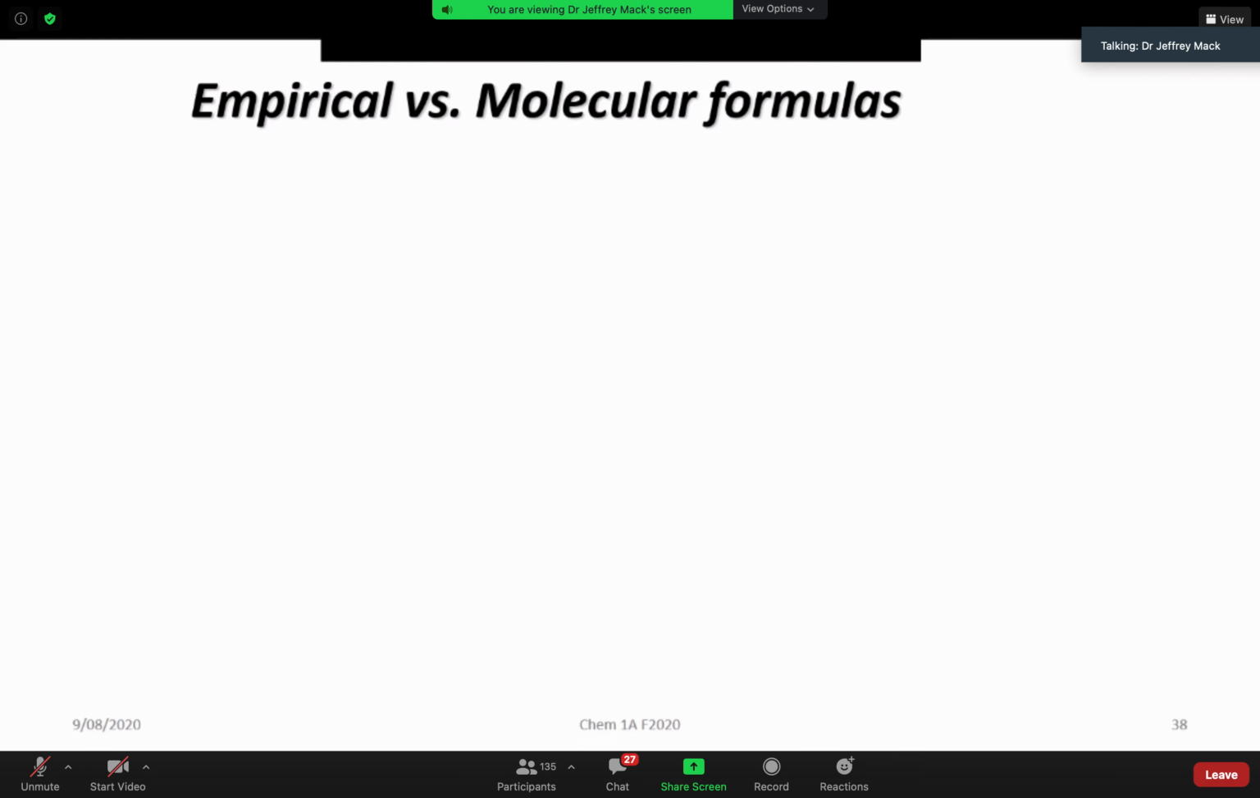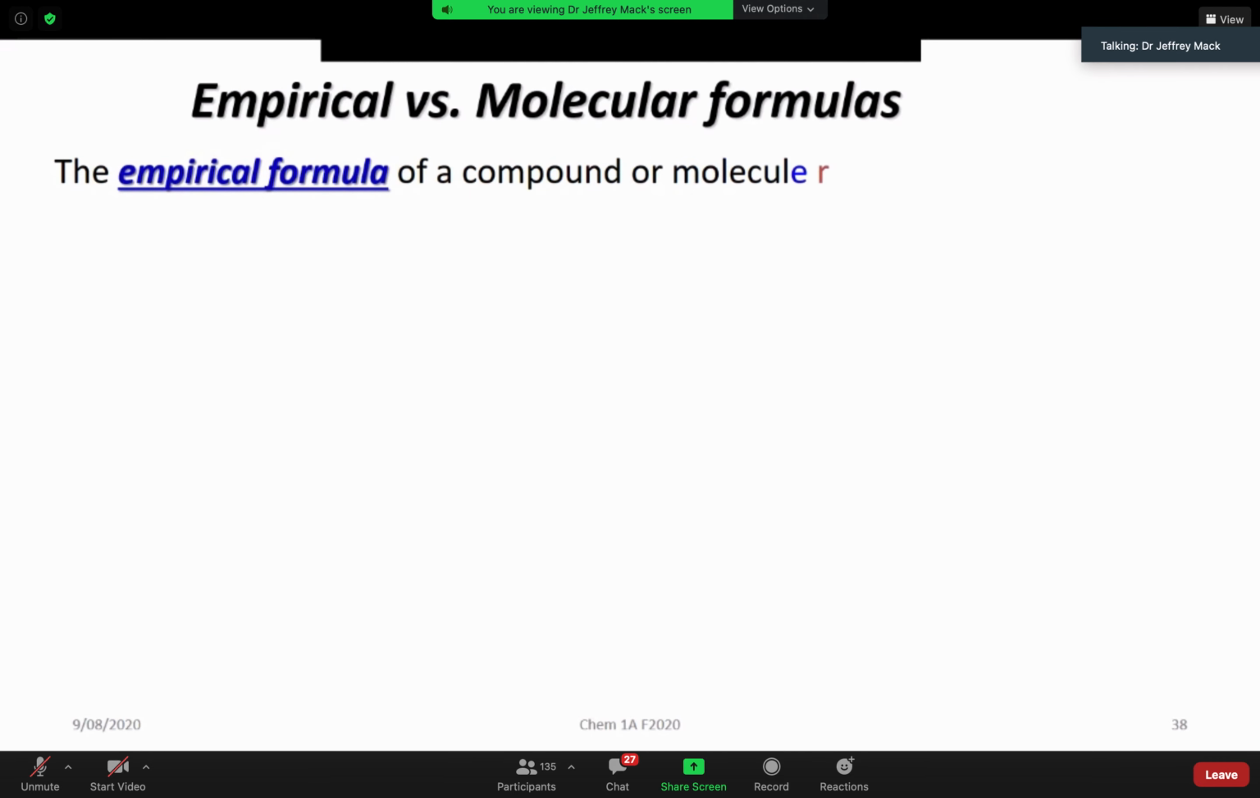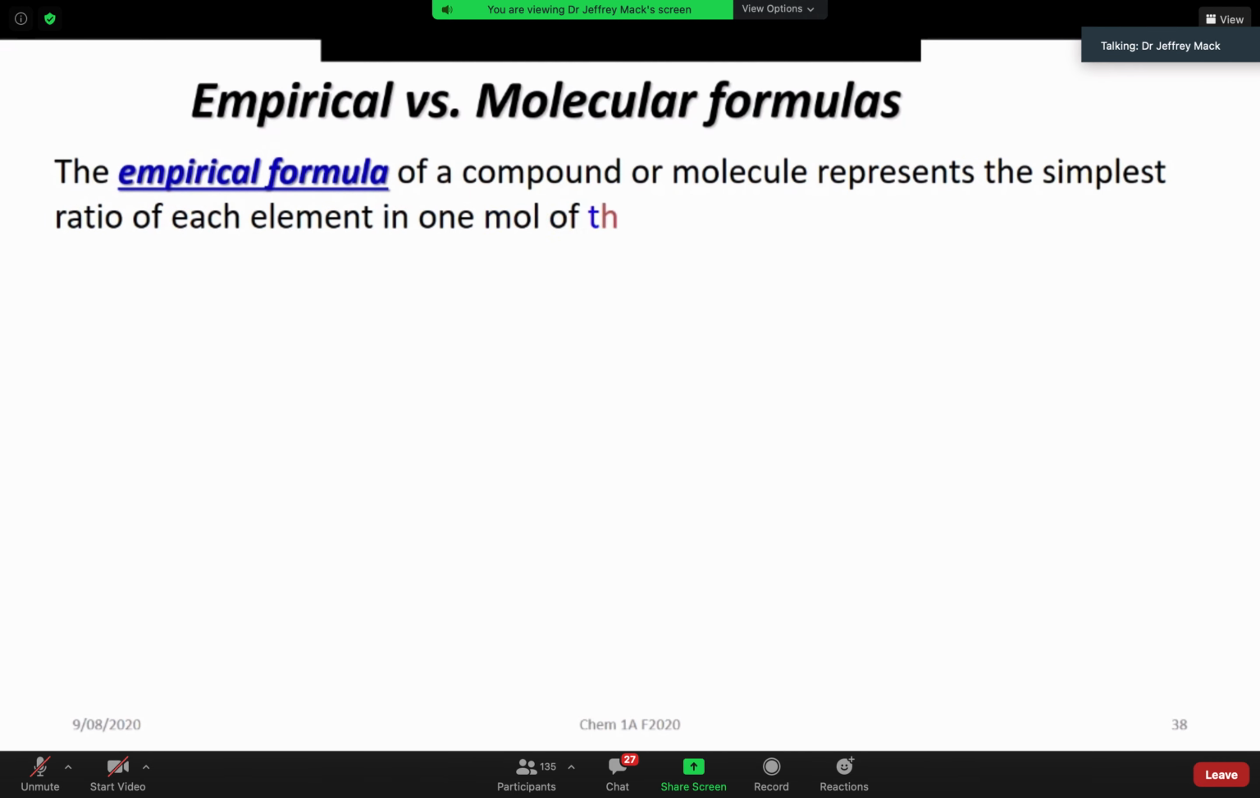So when we talk about a formula now, we can break it down into what we call its empirical versus its molecular formula. Now, the empirical formula of a compound represents the simplest ratio of each element in 1 mole of the compound or molecule, right? So regardless of whether I'm talking about a compound or a molecule, there's going to be a simplest ratio of atoms in that particular compound, which means we're going to get to a point where we can't divide through by 2.